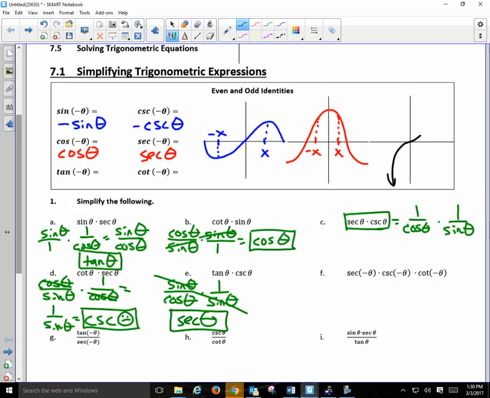Tangent, if you plug in an x value, you get out a positive. But if you plug in that same x value as negative, you get out a negative. So tangent is an odd function. Tangent of negative theta is negative tangent of theta. So the important thing to remember today is that if you have cosine or secant, the negative goes away. If you have any of the other four, the negative moves out front.